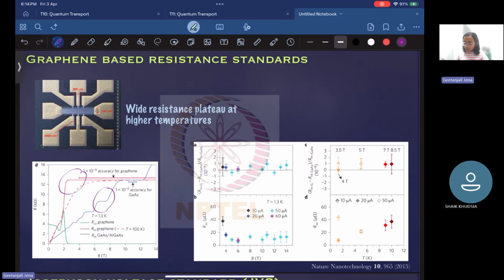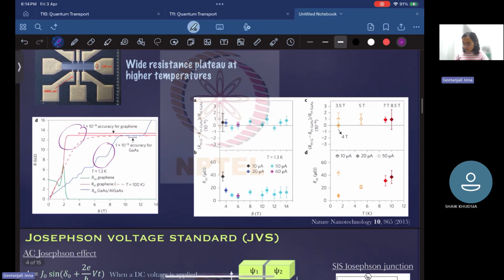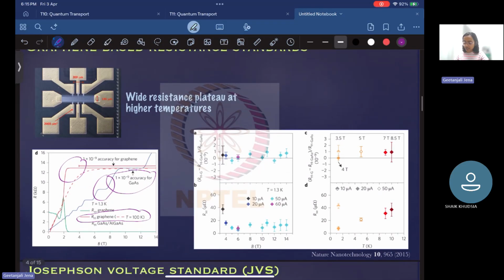So this graphene standard is more robust than the gallium arsenide that scientists have used before. Another observation is that the red curve is measured around a temperature of 100 Kelvin. But for gallium arsenide, it is in the order of some Kelvin or sub-Kelvin. So gallium arsenide requires low temperature treatment to show these precise Hall plateaus. But with graphene, even if the temperature is high, you can still see this wider and constant plateau for graphene as a resistance standard.